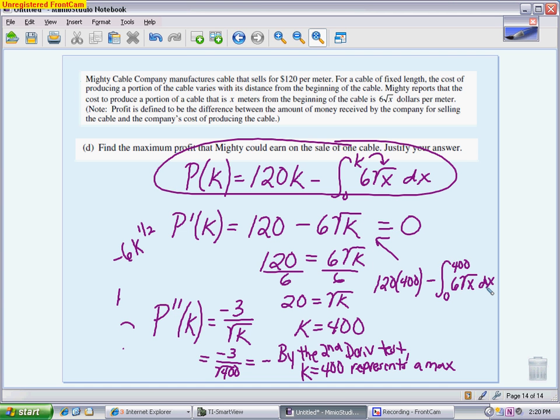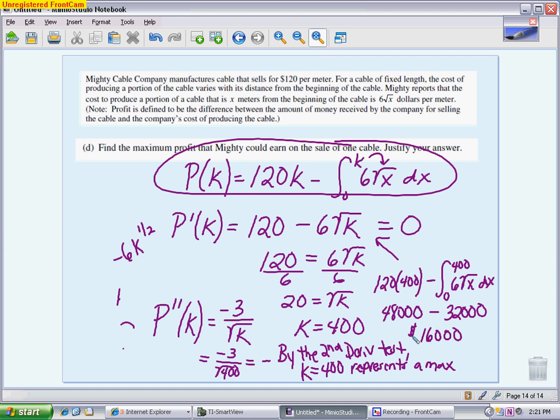120 times 400 is 48,000. And again, it's the calculator problem, so you're doing a lot of this on your calculator. The integral from 0 to 400, you're using your calculator to get that. You get 32,000. And when you subtract, you get a profit of $16,000. You do not need to show a lot of work for this. What they said to get that fourth point is that you just had to say that your maximum K value gives you a profit of $16,000. So you would not have to spend a lot of time setting it up. You would use your calculator to get that.